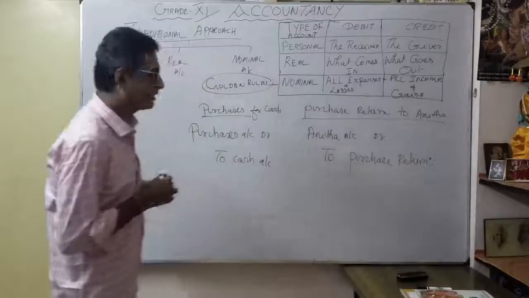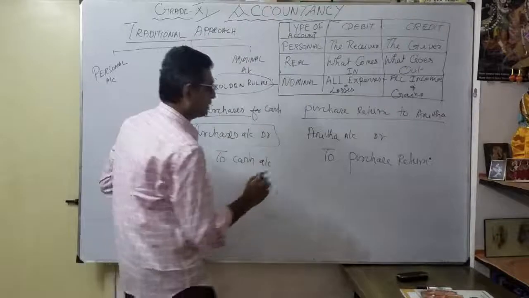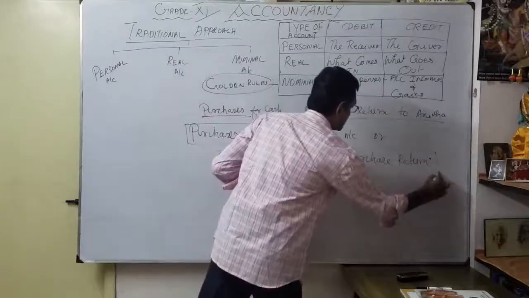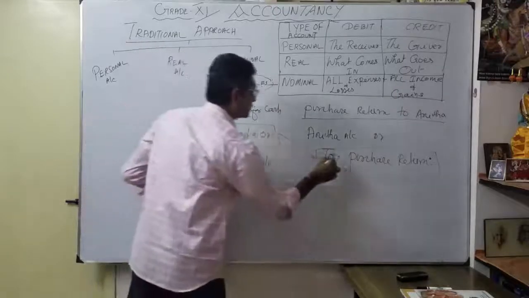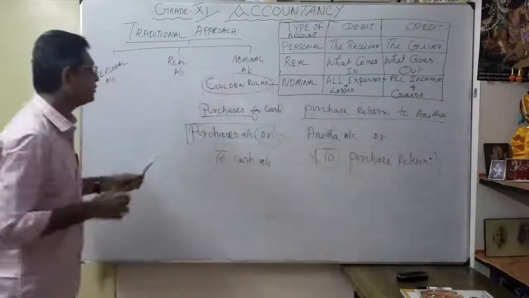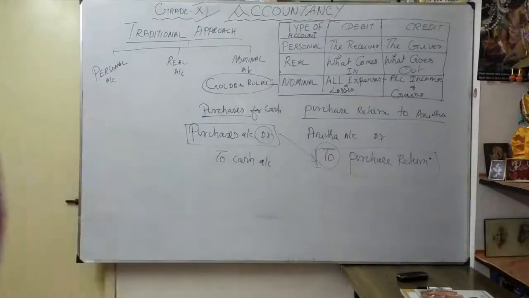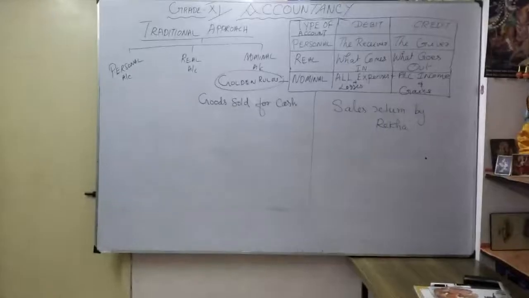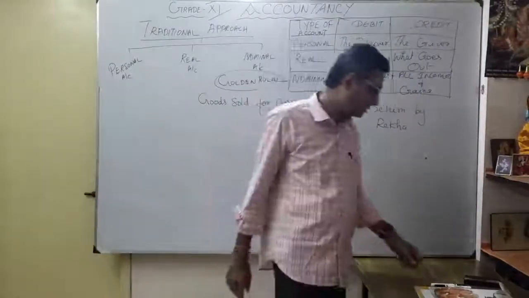See here very clearly. As purchases I debited, and as purchase return I credited. That is very, very important. It is the opposite: here is debit, and here I am putting credit, according to purchases and purchase return. You have to keep that in mind very carefully. So we discussed purchases and purchase return.